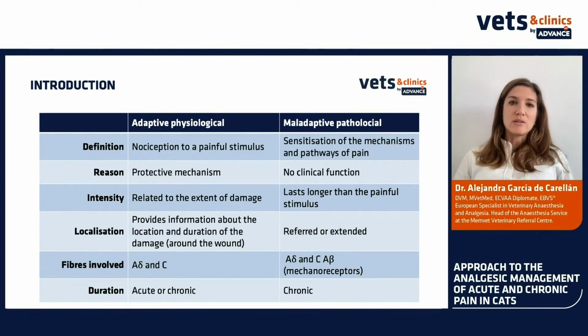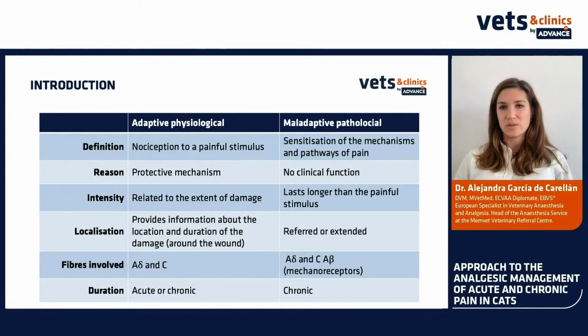Normally, this physiological response is related to the extent of the damage. So it's useful because you know where the pain is and why it is happening, because you're getting burned. It provides information about the location and the duration of this damage. The fibers involved are C fibers and delta fibers. This physiological pain, which actually has some use, is acute or chronic. Normally it's more acute, but it can last a little longer. If the wound is an extensive wound, it could be chronic for two to three weeks, for example.